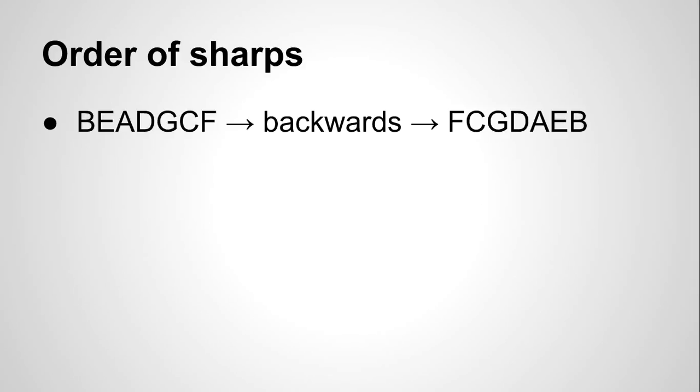So now let's look at sharps. The order of sharps. How does that work? Well, you just do your third form of the alphabet backwards. F, C, G, D, A, E, B. That's it, and that's your order of sharps.